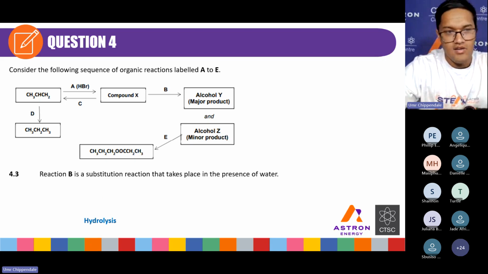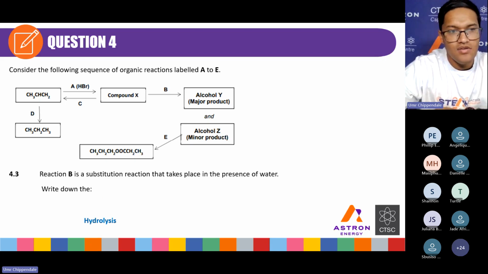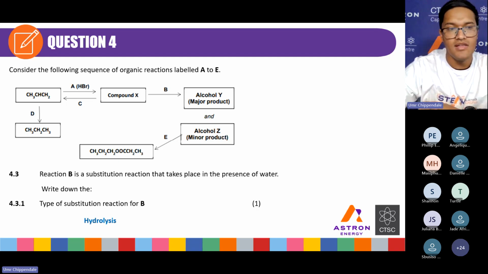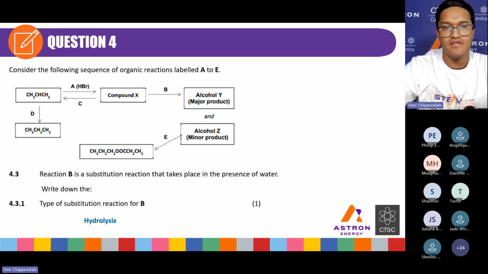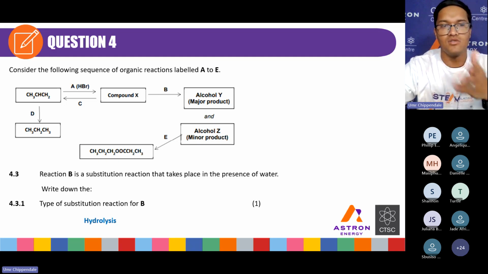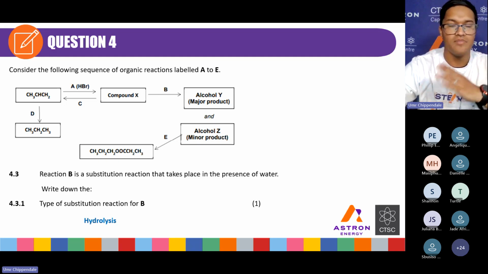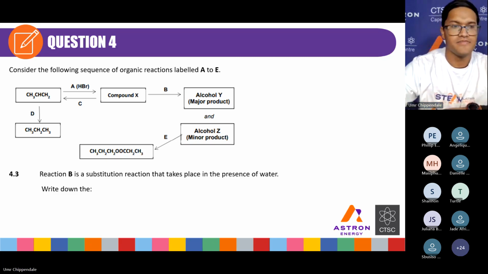Okay, I already gave you the answer, but in this case, for reaction B, it says that it is a substitution reaction that takes place in the presence of water. Write down the type of substitution reaction for B. If you were listening to when I wrote down how we get from compound X to our alcohol, I told you we needed to add water or a base because we wanted an OH group. And whenever we add water to a salt, we call it hydrolysis.